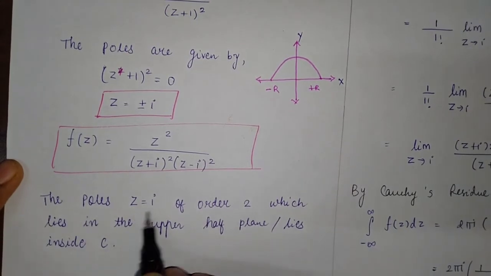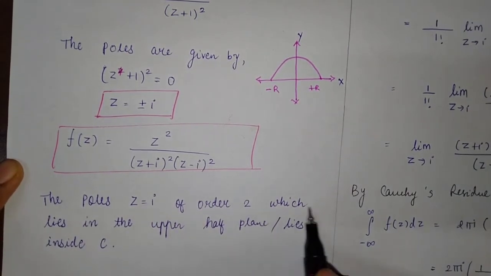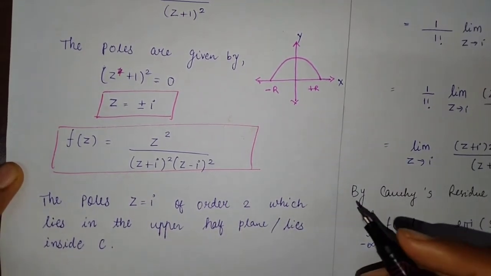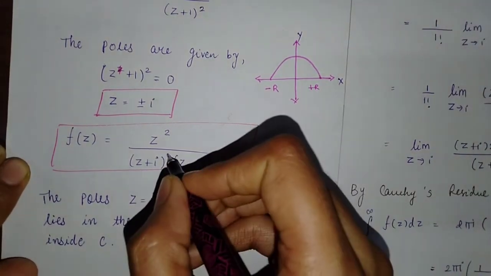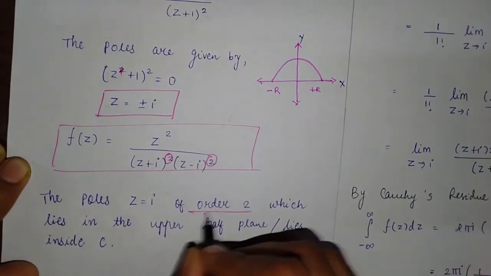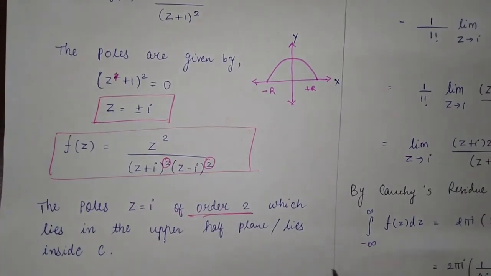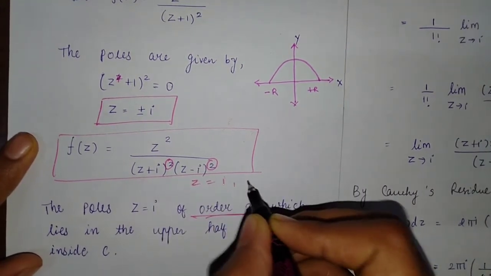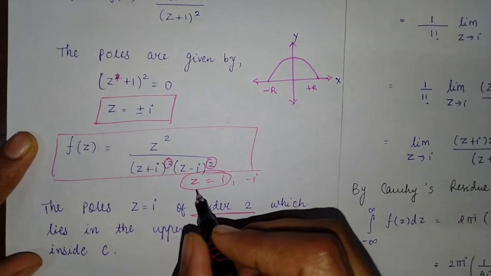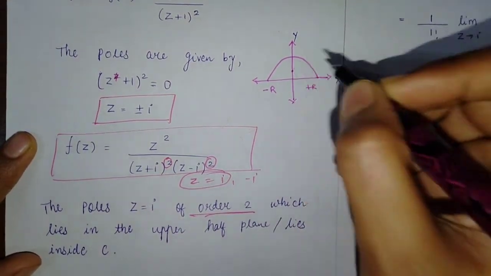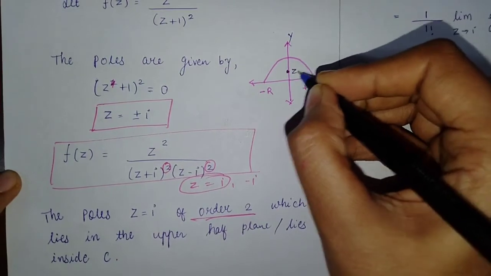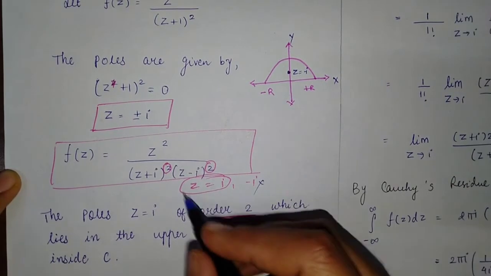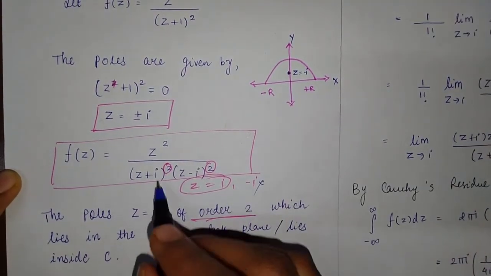Now the pole z equal to i is of order 2, which lies in the upper half plane, inside C. Now we can see that here the order of this term is 2. And there are both poles, z equal to i and minus i. But only the z equal to i point lies in the upper half plane. z equal to i will be here, but z equal to minus i lies below. So we will not consider this point. We will consider only z equal to i and its order is 2.